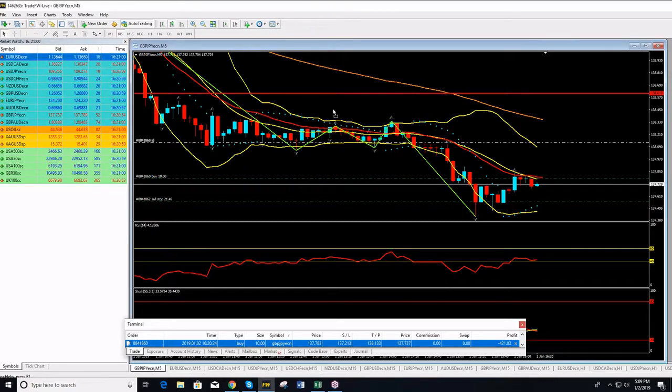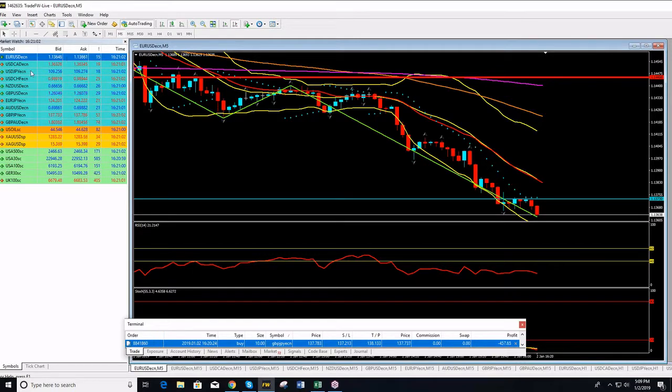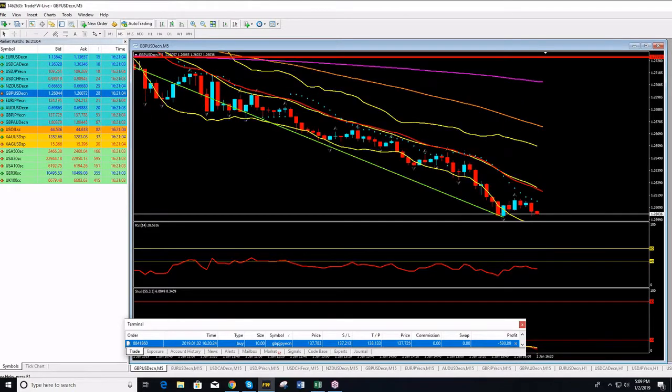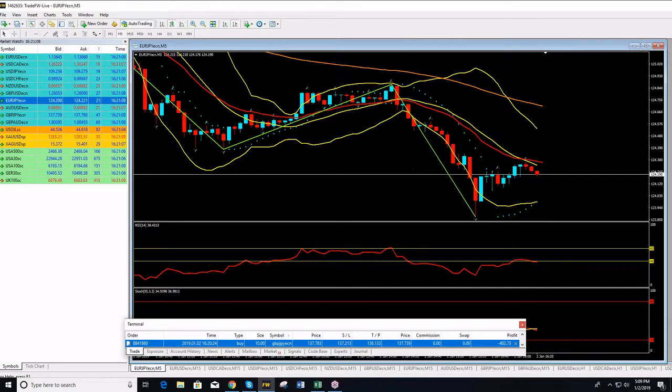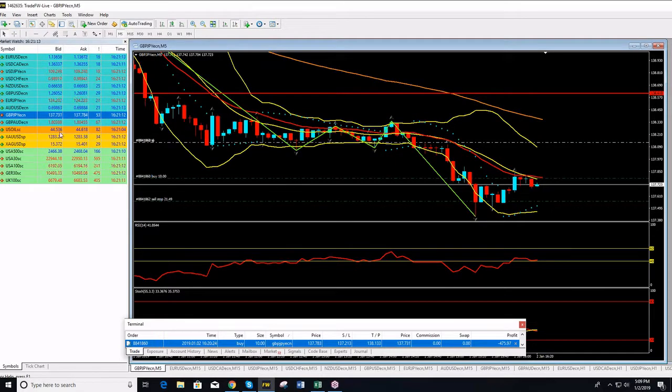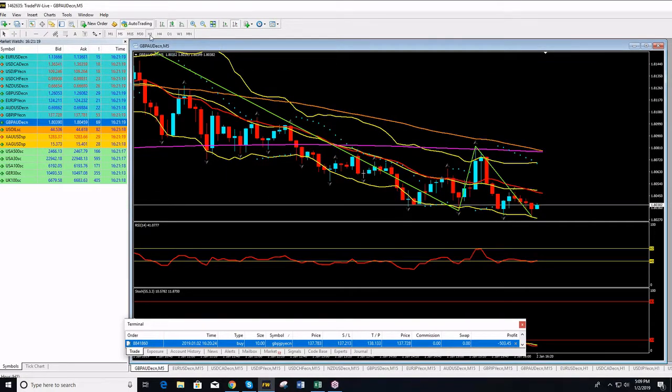Let me also check euro dollar in case we have the verification. No. Let me check pound dollar. Not yet. Let me check euro yen. No, I didn't. I will not trade euro yen. Pound yen is doing great. Let me have a look on pound Aussie. Pound Aussie.